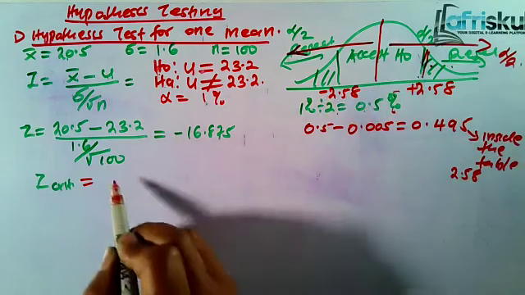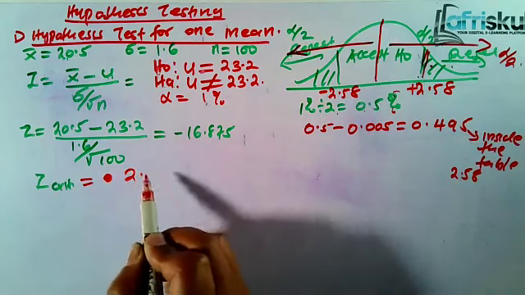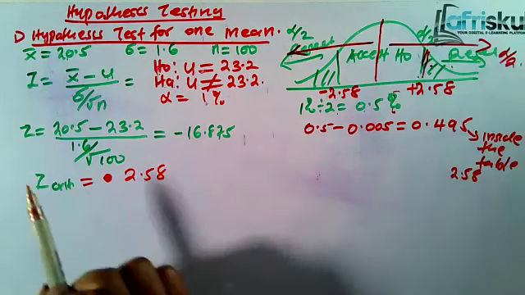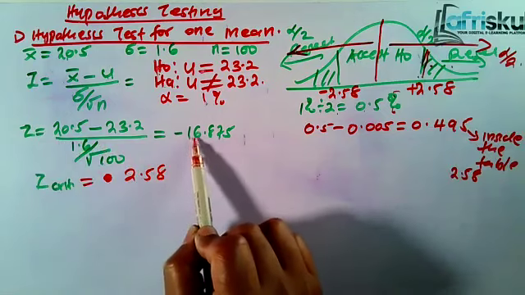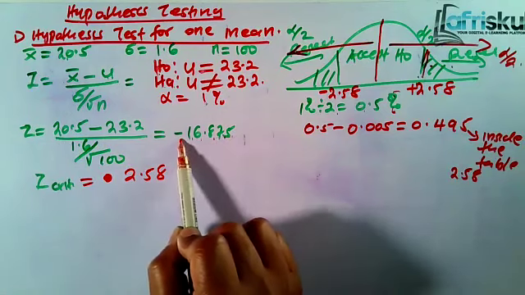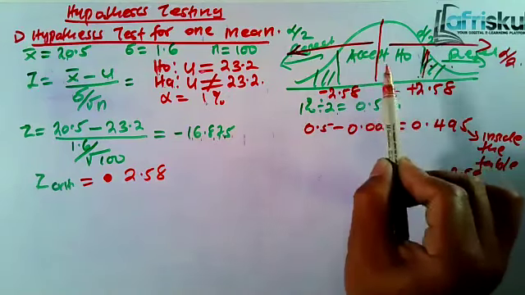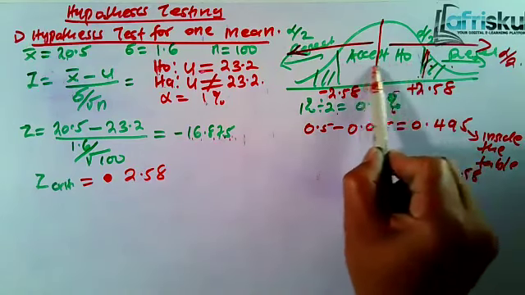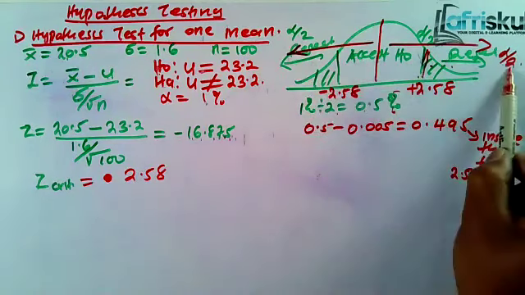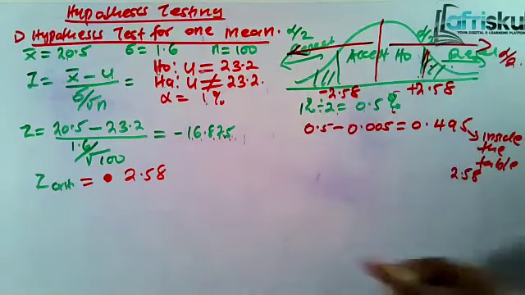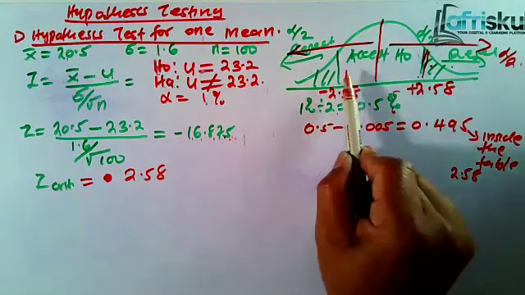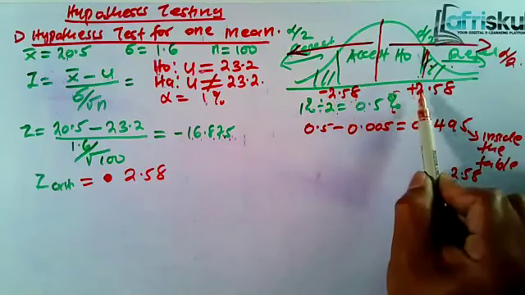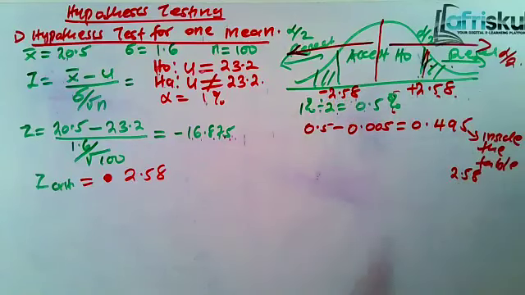Now let's come here. We have seen Z critical here is 2.58. Now, if you want to determine whether to accept or reject, you come here. This was the Z calculated, negative 16.875. You ask yourself, does 16.875 fall in the acceptance region or the rejection region? I need your answer there. Acceptance is between negative 2.58 and positive 2.58. Should we accept or should we reject?